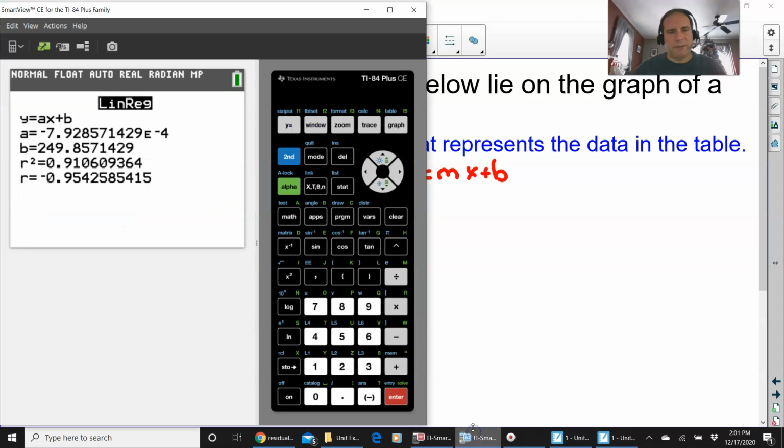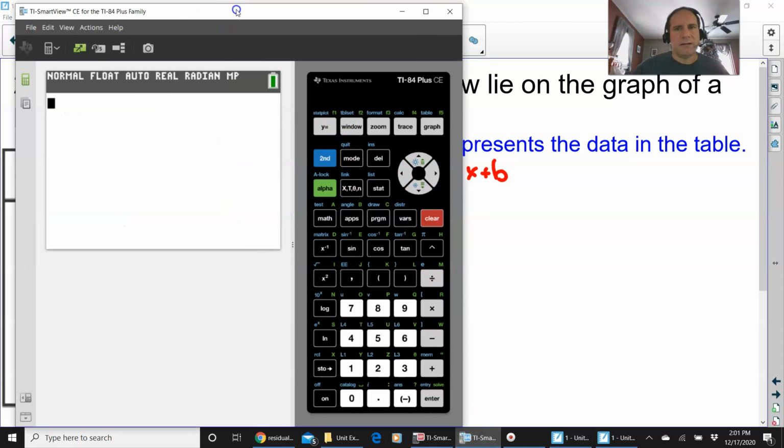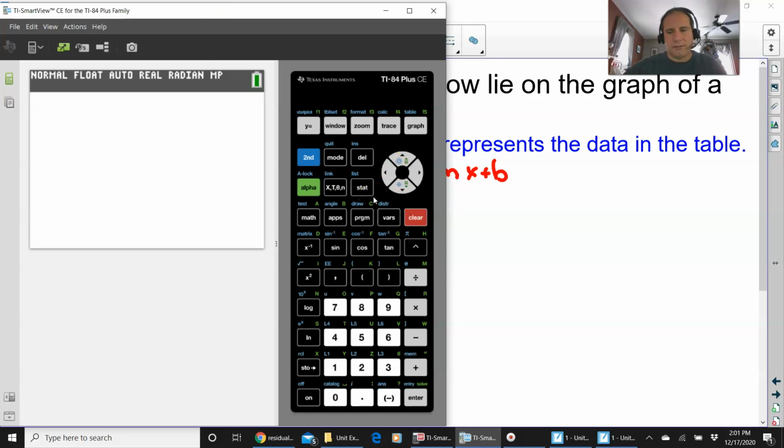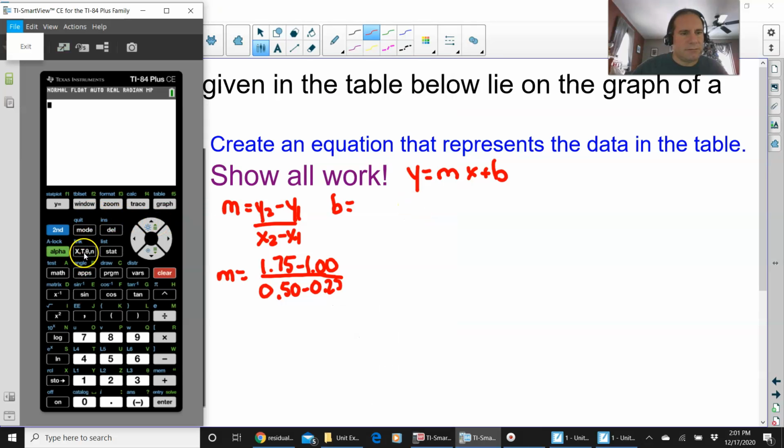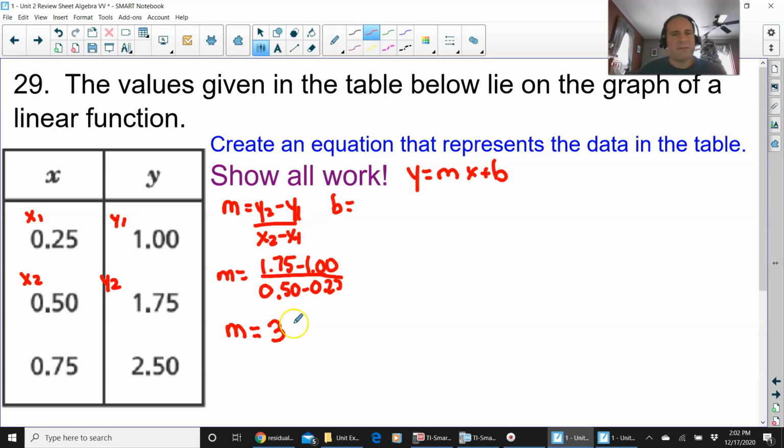So let me bring up the calculator for that. I'm going to press alpha x, bring up the fraction symbol, 1.75 minus 1 over 0.5 minus 0.25. Enter. 3. m equals 3. That's why you always use the calculator. All right, so we have a slope of 3, but we do not know the y-intercept. So what do we do? The slope is 3.